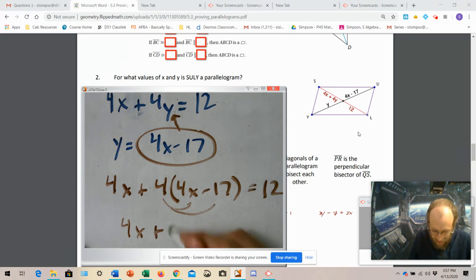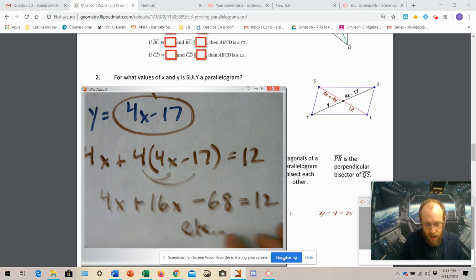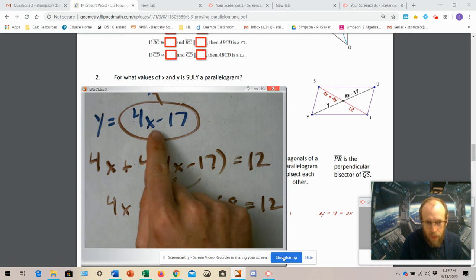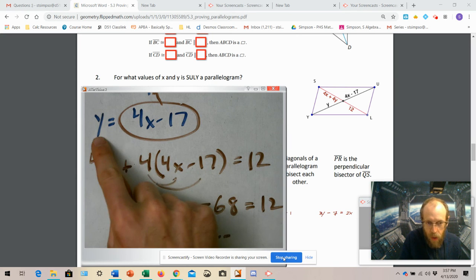4x plus 16x minus 68, maybe? Yeah. Equals 12. Combine like terms, etc., and I can solve that one for x. Oh yeah, and once I find x, like if x was, I don't know, 5 or something, then I come back here and I plug in my x value and I solve for y.